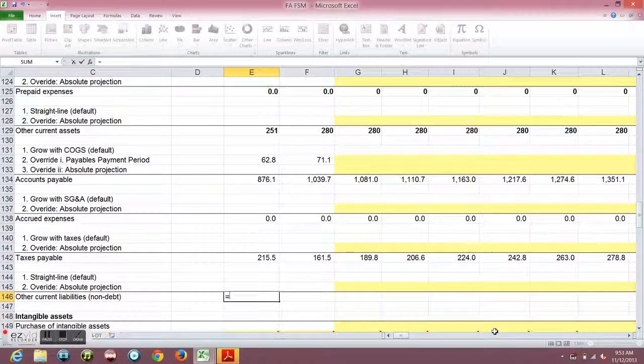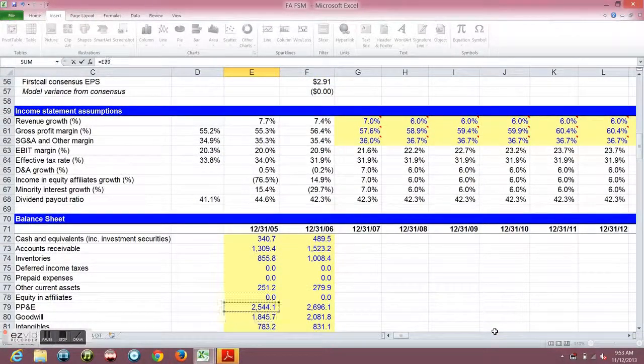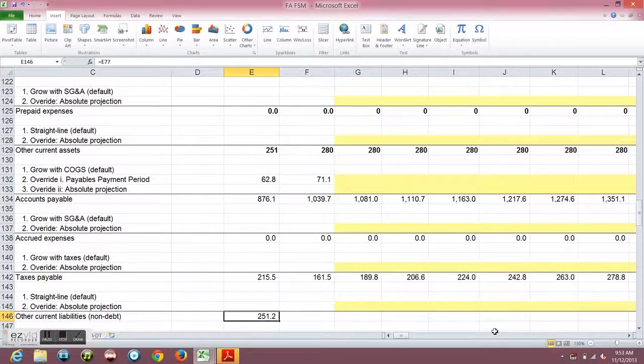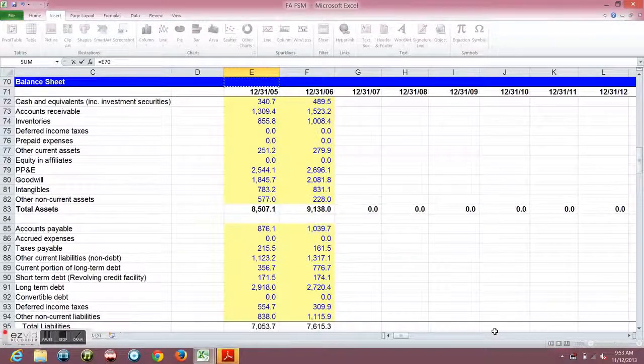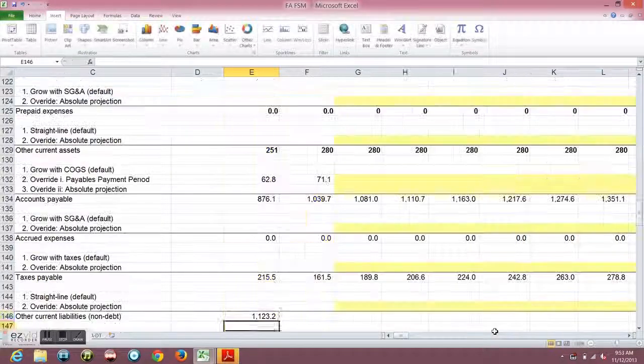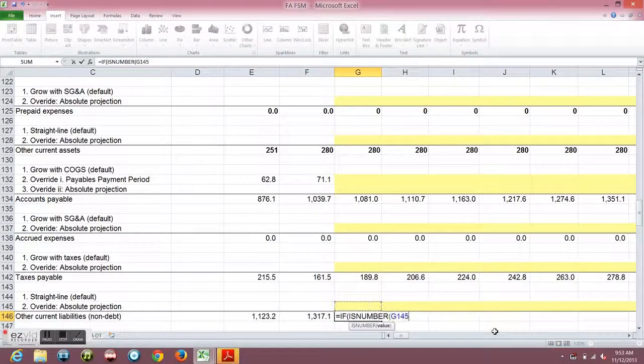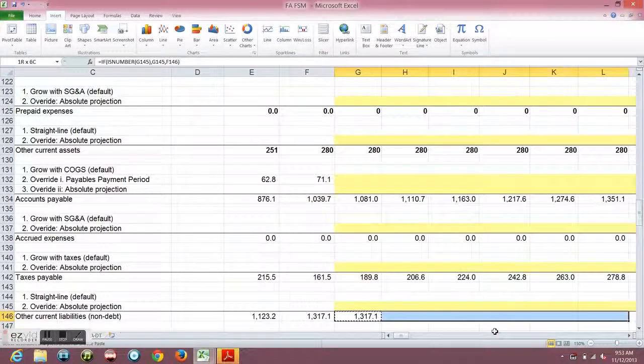Alright, we're almost done. Other current liabilities, sorry about that. We're going to take other current liabilities, copy it down, and then if there is a number for our absolute projection, we're going to use our absolute projection. If that's not the case, we're going to straight line it.